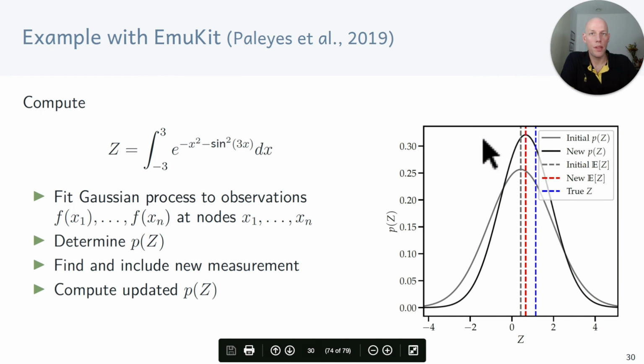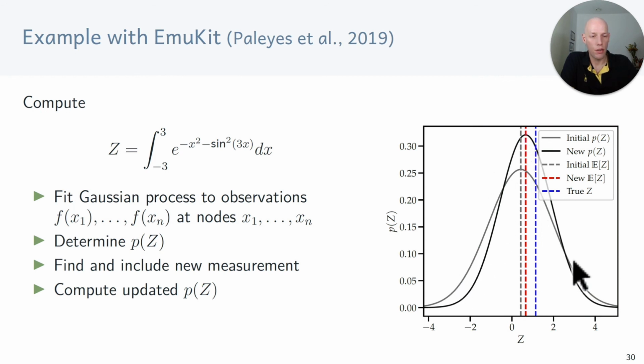And compared with the initial distribution, which is shown in gray, we see two things. First, the updated mean value, which is now the red line, moved a little bit closer to the true z value. And the second thing we observe is that the distribution is a bit more peaked, or more narrow, than the original distribution. And that means that the estimate is more certain.